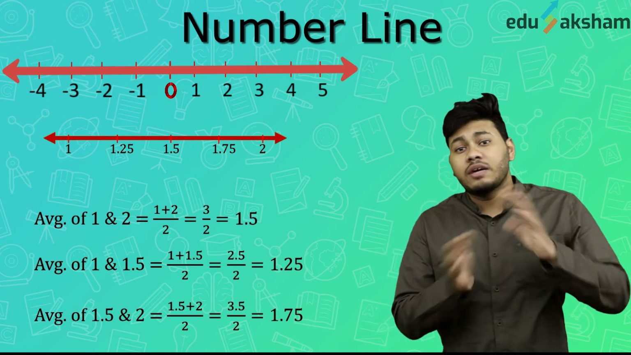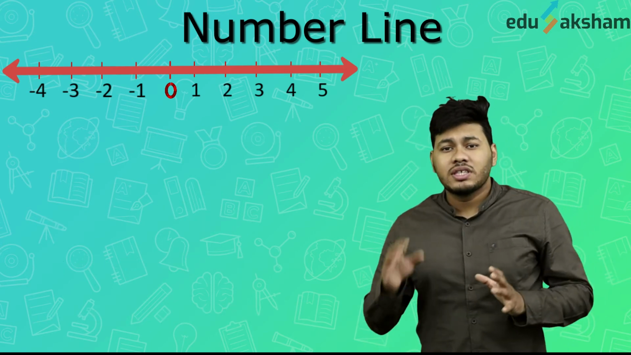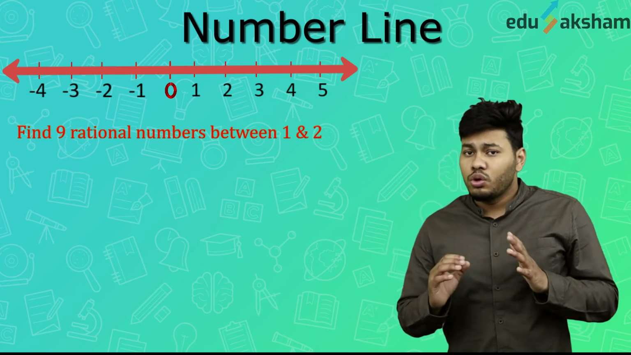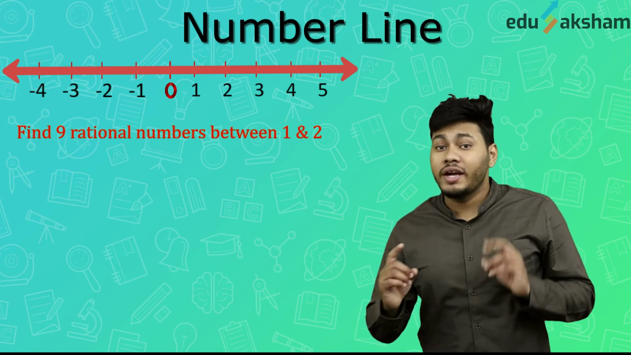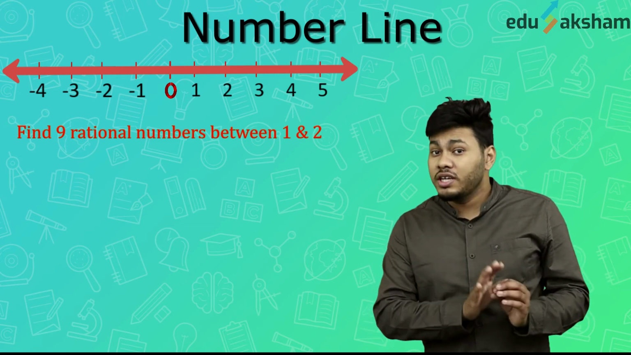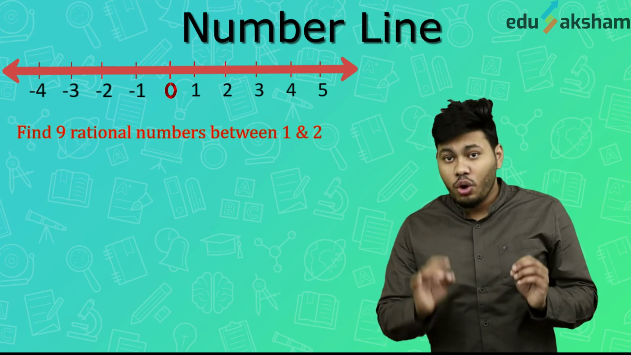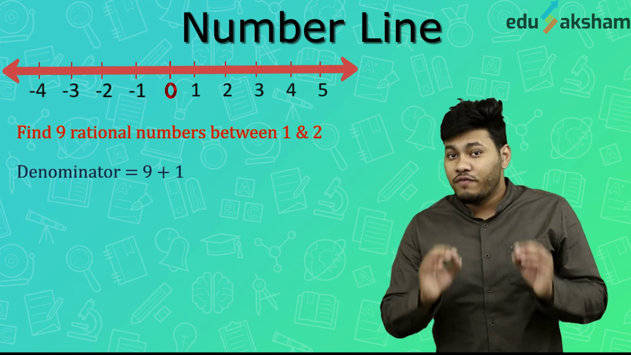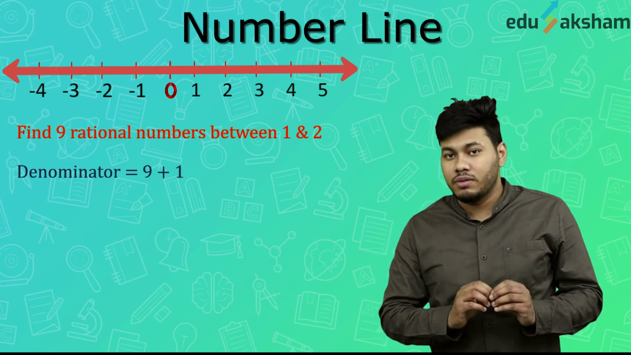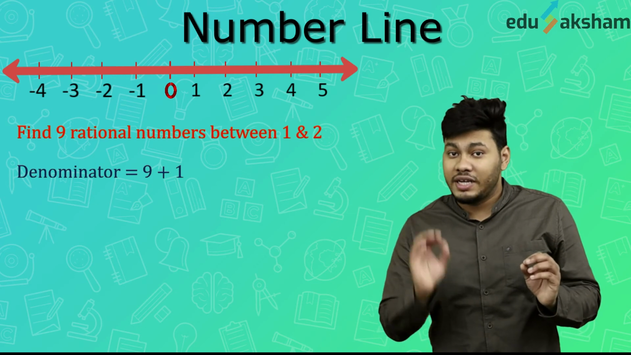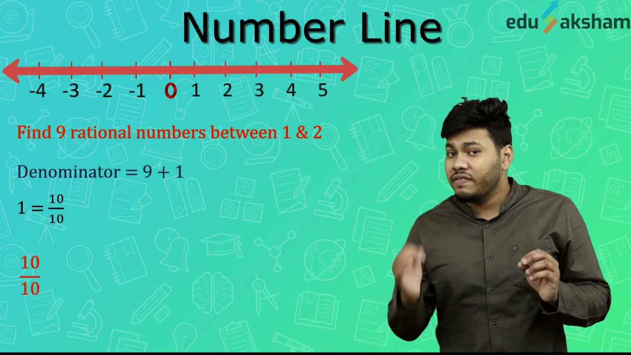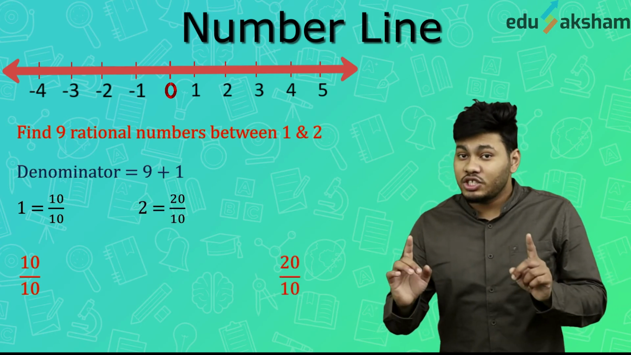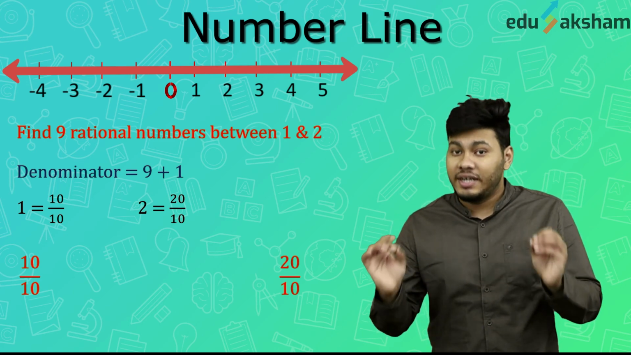Now let us see another method to find these numbers. Suppose someone asks you to find 9 rational numbers between 1 and 2. You will represent 1 and 2 in the form of a ratio. What will be the ratio? The denominator of this ratio must be 1 more than the number of rational numbers you have been asked to find. For example, you have been asked to find 9 rational numbers, so the denominator of the ratio must be 10, and 1 can be represented as 10 divided by 10 and 2 can be represented as 20 divided by 10. We have taken these ratios because we wanted to keep the denominator as 10.